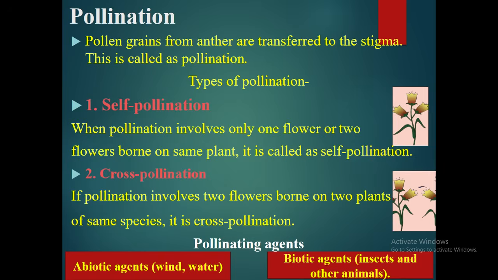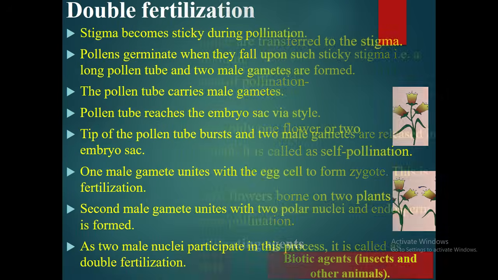Now this pollination requires pollinating agents, which are abiotic or biotic. Abiotic agents include wind and water, whereas biotic agents include insects and other animals.